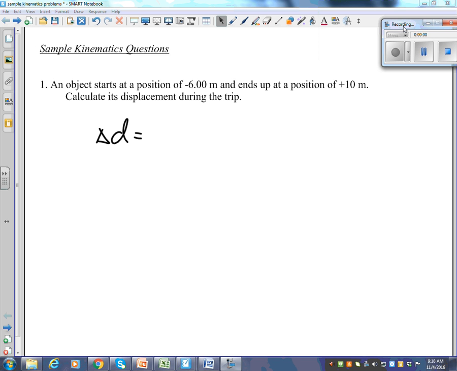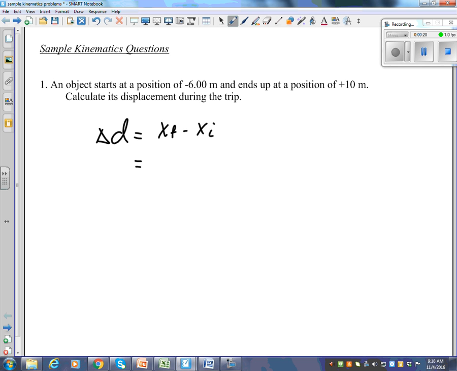I'll go back to what I just said there. An object starts at a position of -6 and ends up at a position of +10. Calculate its displacement during the trip. So displacement is really final position minus initial position. Line up your equal signs.